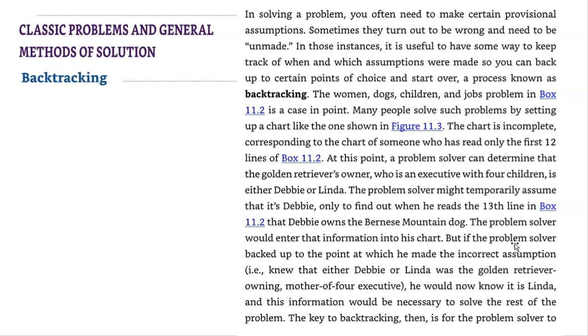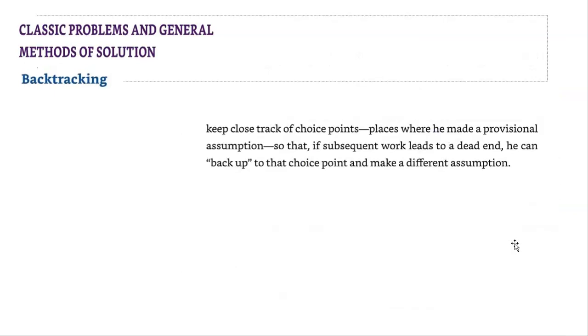But if the problem solver backed up to the point at which he or she made the incorrect assumption, he or she would now know it's Linda, and this information would be necessary to solve the rest of the problem. So it requires ongoing revision. And really this ongoing revision is what they're alluding to when they describe backtracking. So again, if you ever have the honor of taking the LSAT, or to some limited degree, the GRE tapped into those sorts of problems also, which they call the logic section.